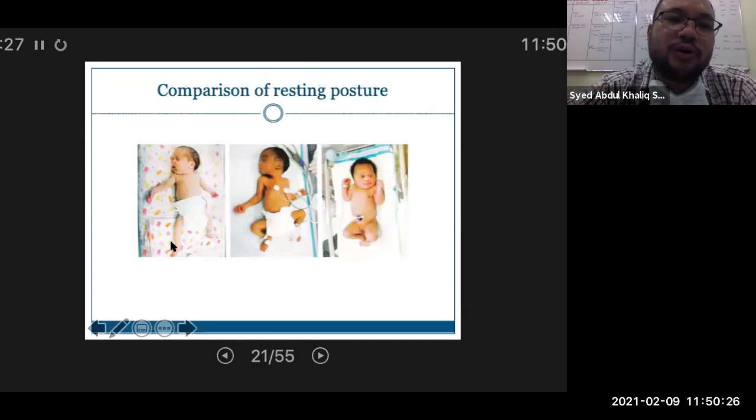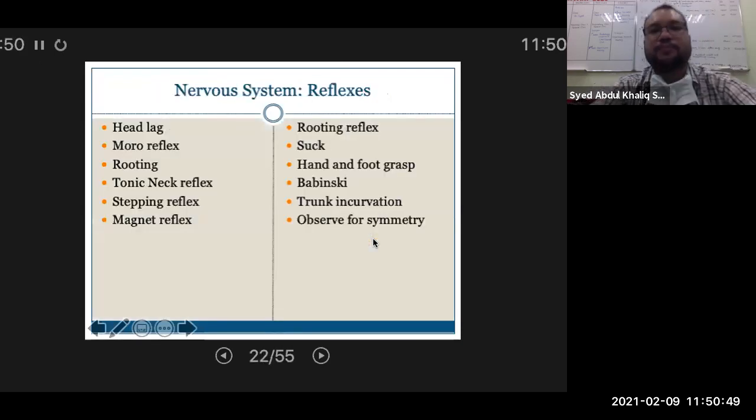Resting posture: in a more premature baby, you can see a more extended posture. The more term the baby, the more flexed. Here the legs, you can see the knee is flexed. In a very term, very mature baby, you can see it is flexed at the shoulder, elbow, hip, and knee. So this is a term posture.